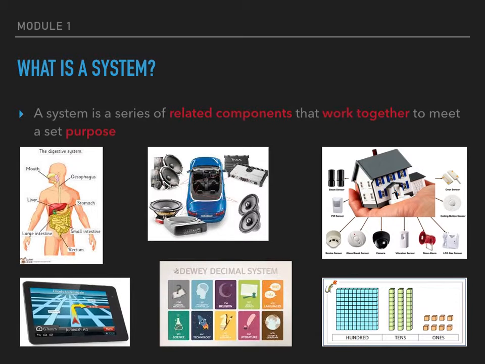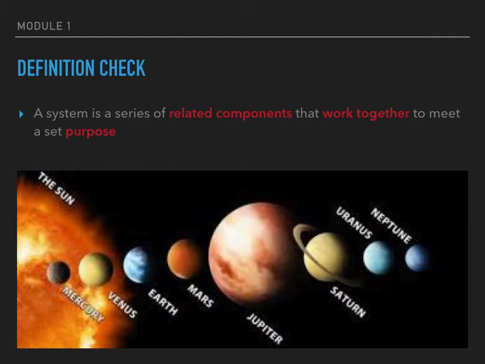So, does the definition work? If we say a system is a series of related components that work together to meet a set purpose, and then we look at the solar system, even though we call it a system, is it really a system? So, related components or parts or elements. When we think about the solar system, we have the sun, we have a number of planets, we have some things like additional floating objects or elements, comets, moons, etc.